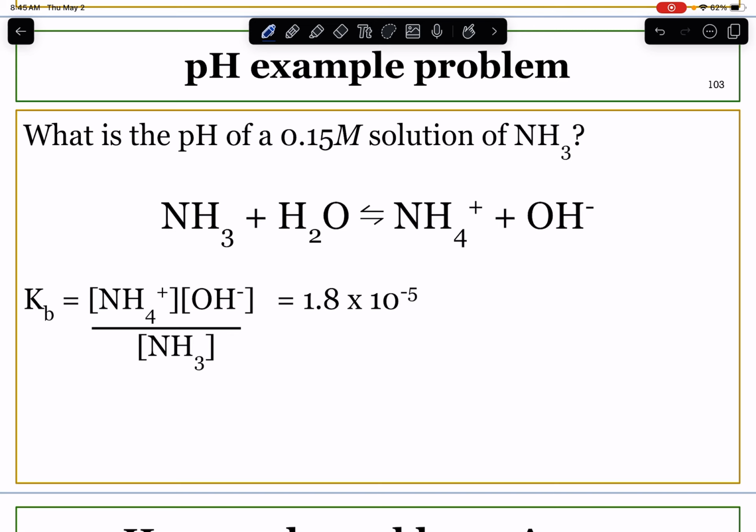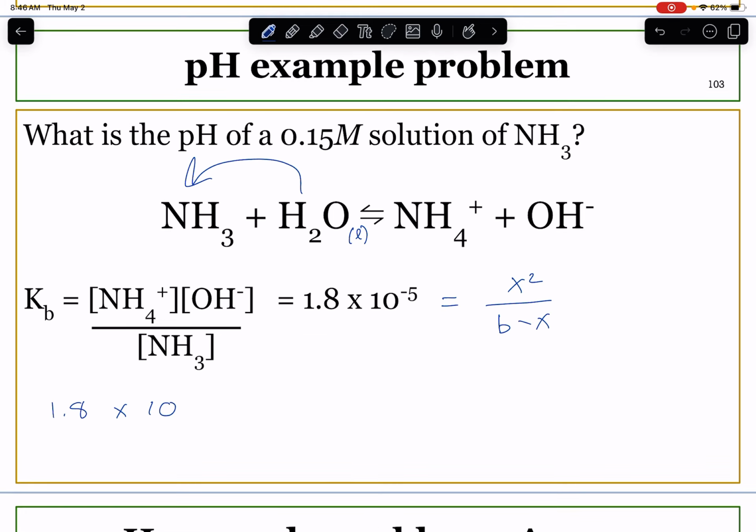Here's the reaction. NH3 is the base, accepts a hydrogen from the water molecule, leaving this as the products. The Kb is the products over the reactants, again, leaving out the liquid water. I should have our little states of matter in here where everything else is aqueous, or AQ. The Kb has this value. Our general equation for Kb is x squared over b minus x. So let's plug in the values that we have. 1.8 times 10 to the negative 5 is the Kb. X squared, b is this, 0.15.